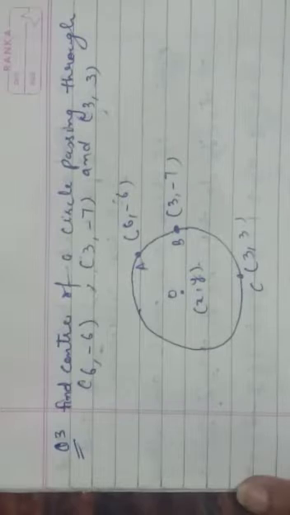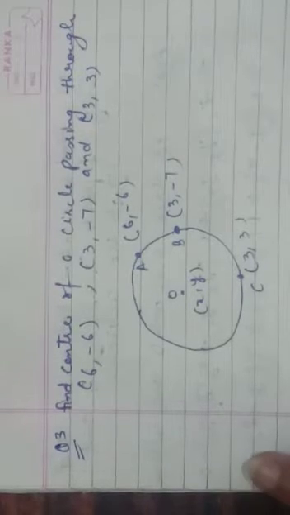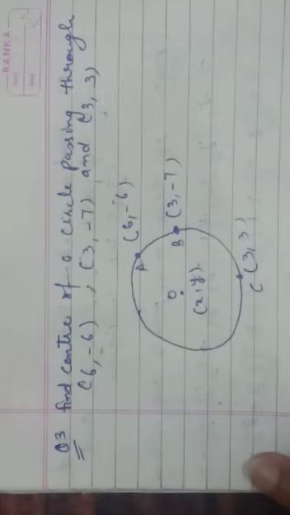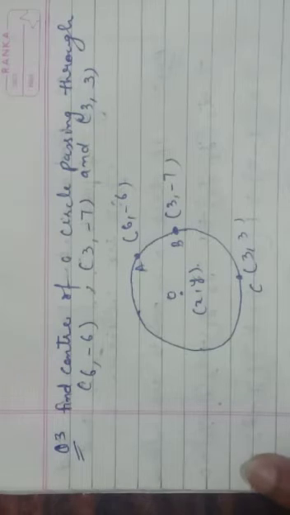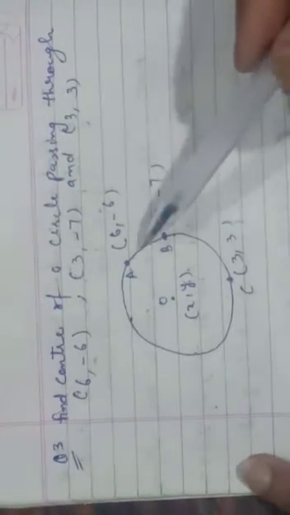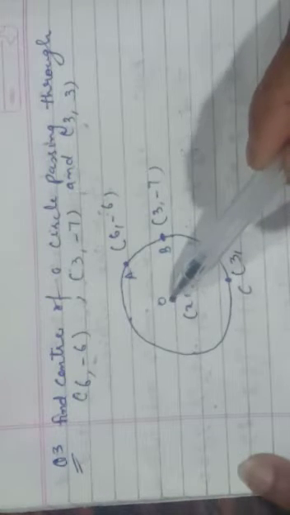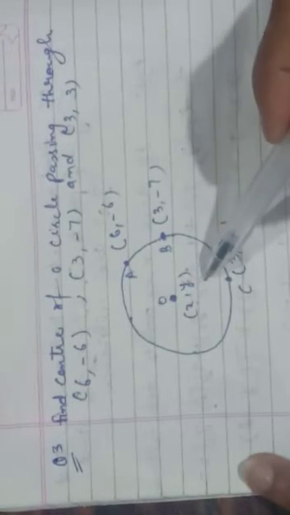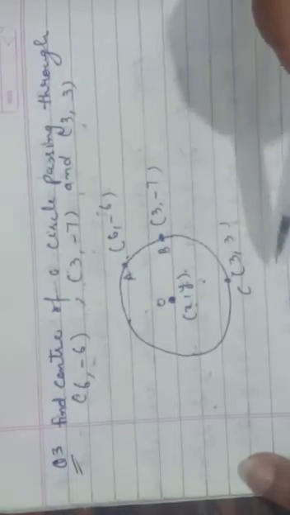Let us take our third example, that is, find the center of a circle passing through three given points. They are 6, minus 6; 3, minus 7; and 3, 3. To solve this question, we need to understand it from the diagram which I have drawn. I have drawn a circle with the center O whose coordinates are x and y. I have drawn 3 points through which the given circle is passing.